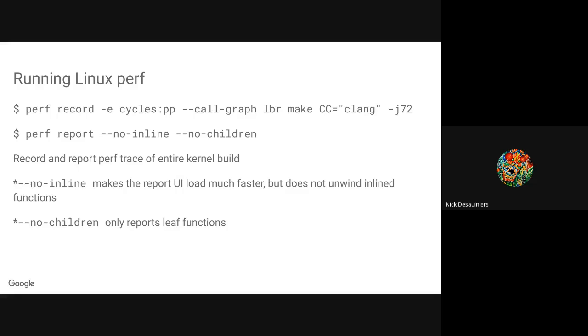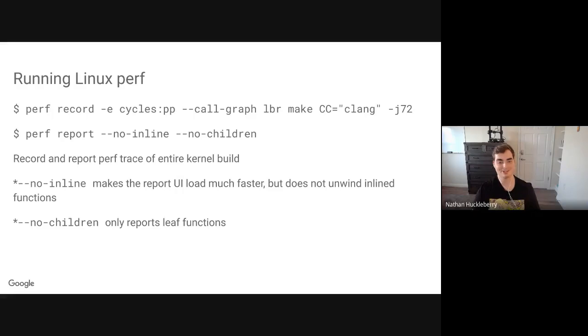But no inline is specific to using the dwarf call graph, because dwarf will leave behind AT tags that say that inlining was performed here. And it will leave a lot of those behind. One of the things I noticed is that when I was using LBR, no inline wasn't making as big a difference for me, but if you're using the dwarf call graph information, it sounds like it makes a dramatic reduction in perf report.